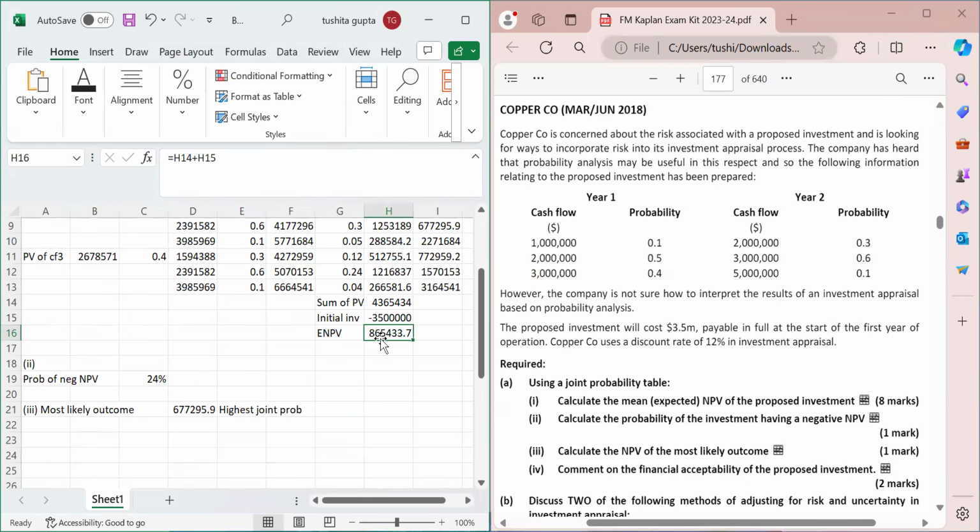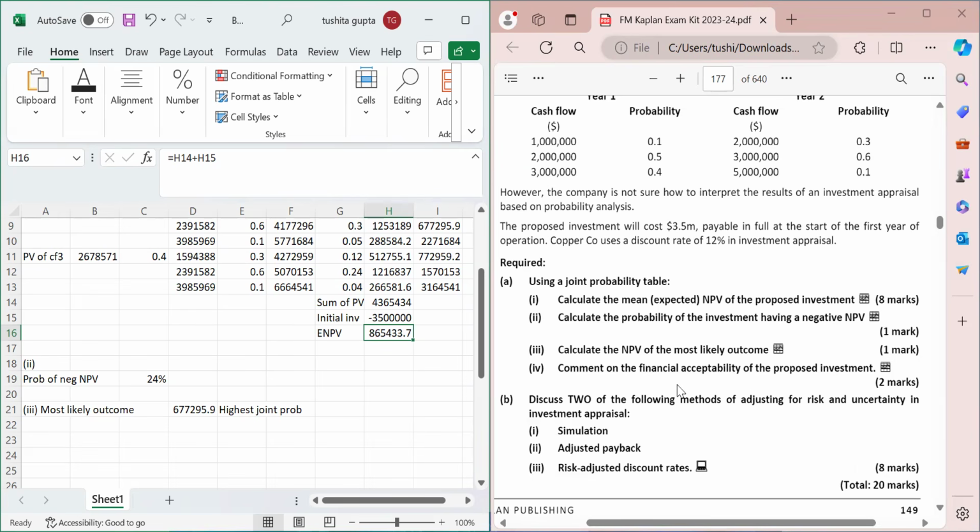So there is a high risk, if you see 24% risk over here, that you will have a negative NPV. 24% is a high amount of risk. So you will mention that the directors of copper company should definitely consider that there's a 24% chance of having a negative NPV, and hence they should take their decision accordingly. So there is no specific decision rule to be followed over here. This is what your comment will entail.